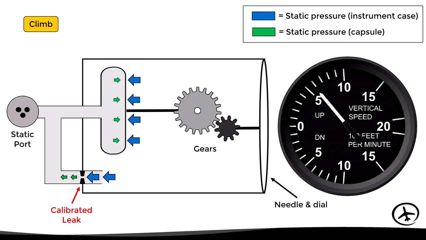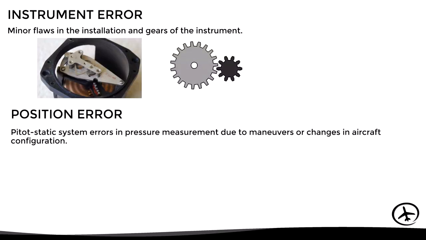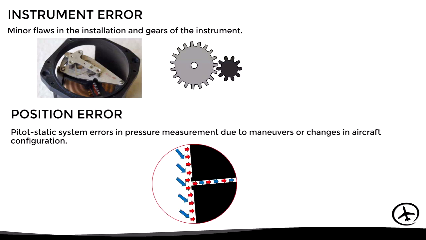Now, this instrument isn't perfect. Just like the altimeter, the VSI suffers from instrument error, which is caused due to mechanical imperfections and wear of the gears. And it also experiences position errors due to inaccuracies of the pitot-static system while measuring the static pressure caused by maneuvers and changes in aircraft configuration.